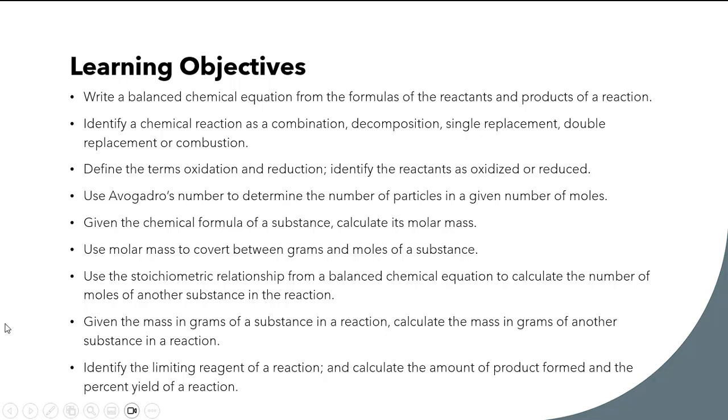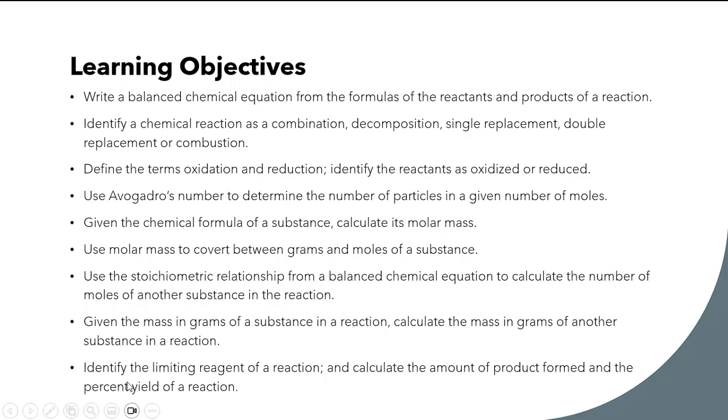And now what we're going to talk about is stoichiometry and the stoichiometric relationship that can be obtained from a balanced chemical equation and how we can use that then to calculate the number of moles of another substance in a reaction given the moles of one of the other substances in the reaction. We'll then go further and say, what if we're given the mass in grams of a substance in a reaction? How then can we calculate the mass in grams of another substance in the reaction, whether it's another reactant that we need or how much product can be made?